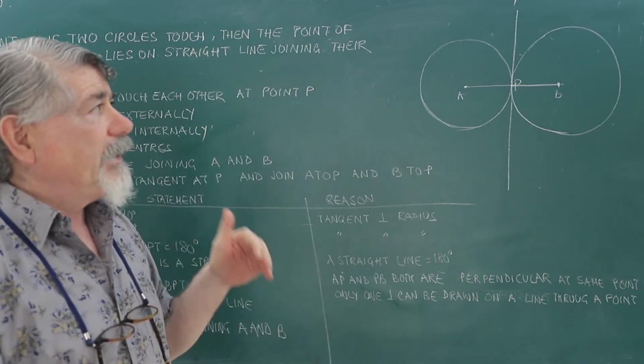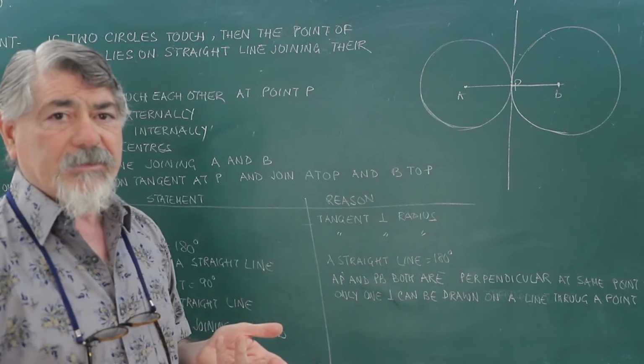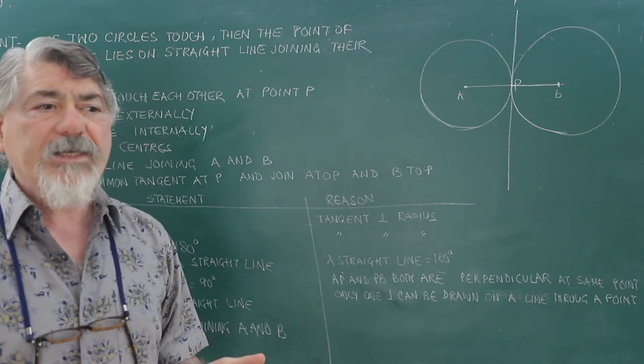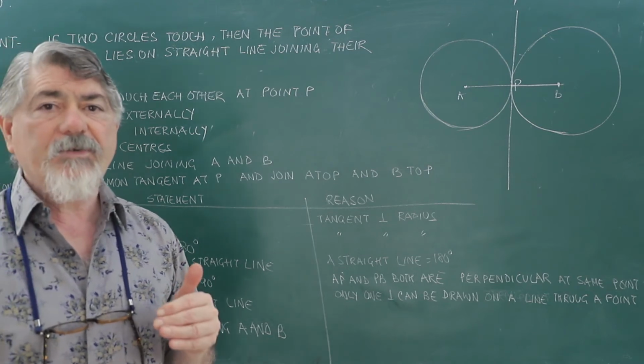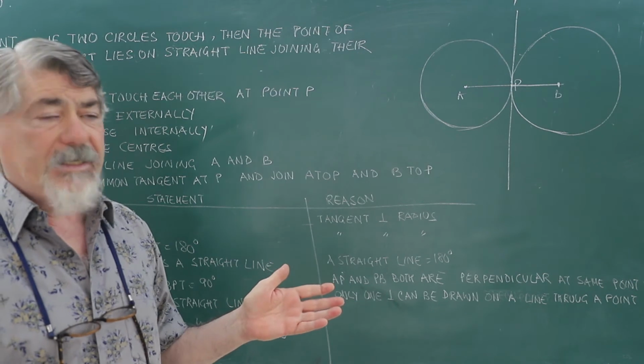So the angle APT will be how much? 90 degrees. It will be 90 degrees because radius and tangent are always perpendicular to each other. So angle APT will be 90 degrees.